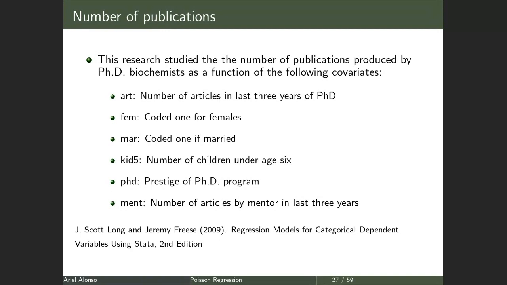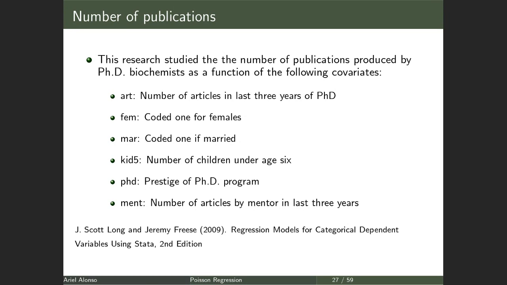And in this case, we have a study. It's a research that tried to analyze the number of publications produced by PhD students that were biochemists as a function of a number of variables. So how many articles does a PhD student write? And we want to explore the relationship between that variable and a number of covariates. Again, it's a counting process. Number of articles, it's a counting process. So the response variable is art, the number of articles in the last 3 years of the PhD.